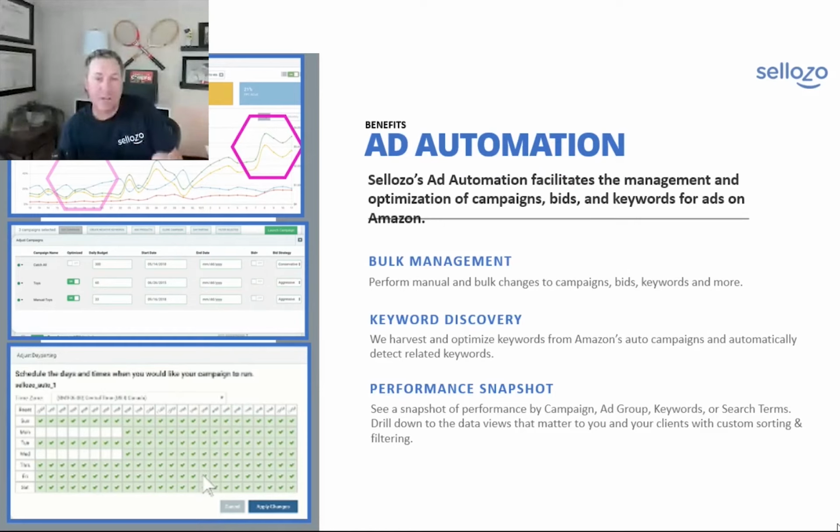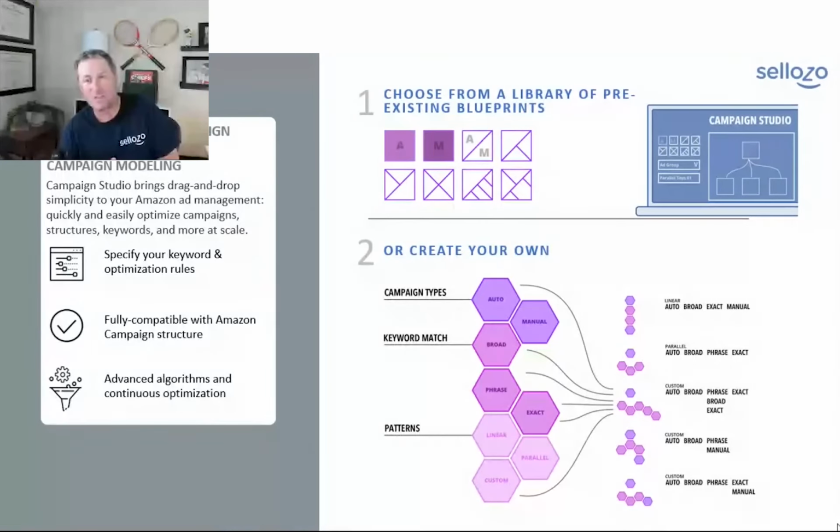But the last thing I want to talk about, if you go to the next slide, is the Campaign Studio. I want to touch on this as the heart of Sellozo. What Sellozo offers is the Campaign Studio. If you see up in the top right there, it's in the blue where you see the squares with the lines. Our Campaign Studio is a drag and drop workflow builder where you can connect campaigns. So you could have an auto campaign that's connected to a manual campaign that's all broad matches, that's connected to a manual campaign that's all phrase matches, and a manual that's all exact matches.